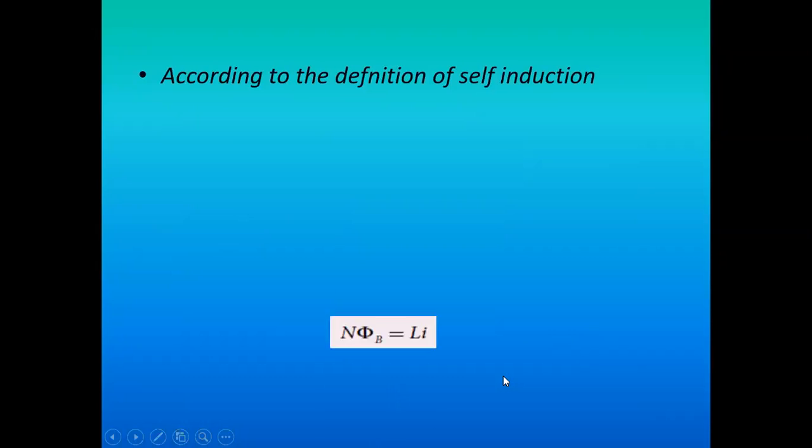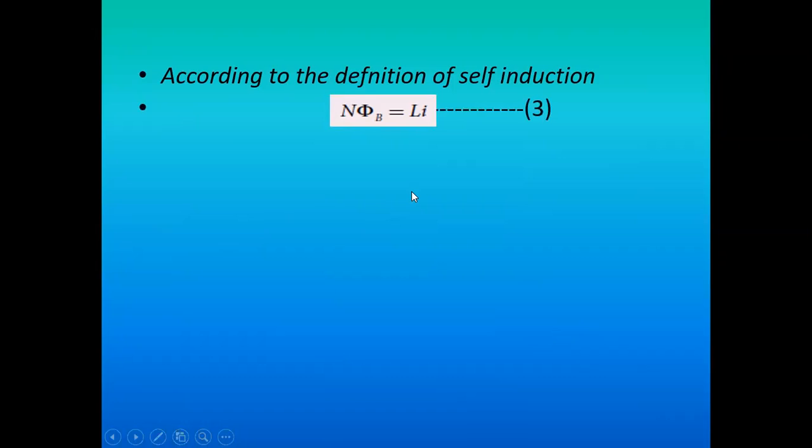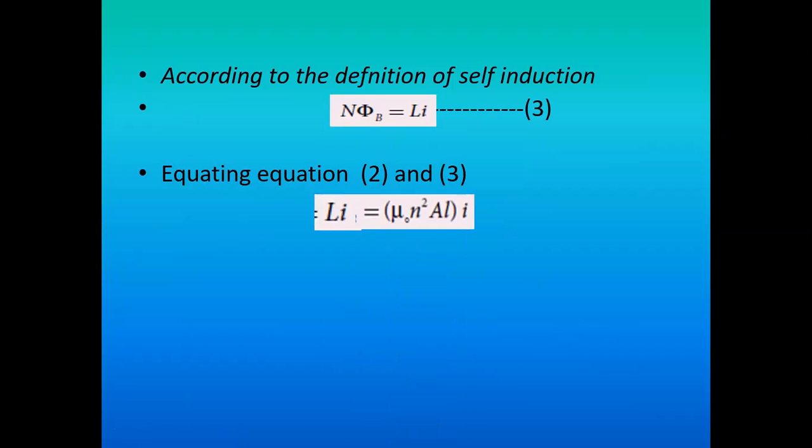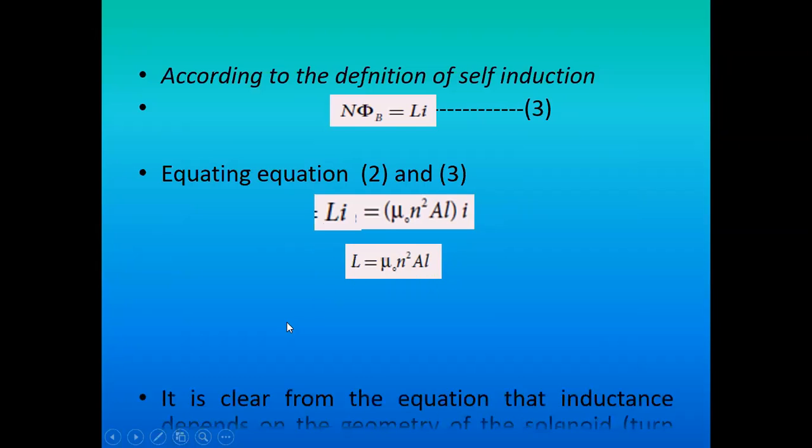Now we know, according to the definition of self-induction, the flux linkage is equal to L into I. N phi B is equal to L into I. This I am going to take as equation number 3. Now I'm going to equate equation number 2 and 3. The left hand sides of the equations are equal, so I'm going to equate the right hand sides. So L I is equal to mu 0 N square A L into I. I and I will get cancelled. So you are getting L is equal to mu 0 N square A into L. So this will give you the self-inductance of the solenoid.